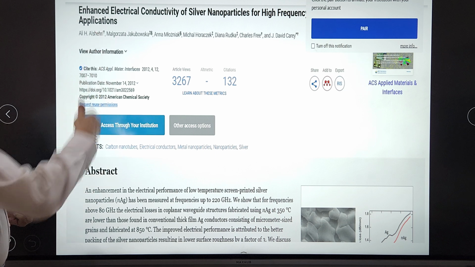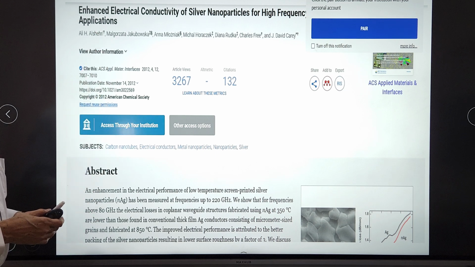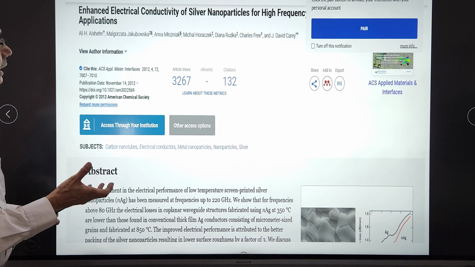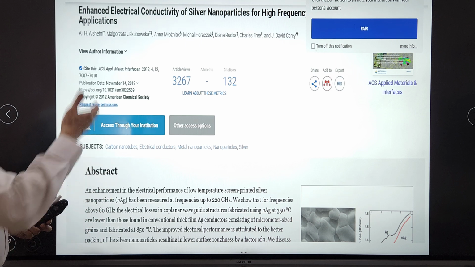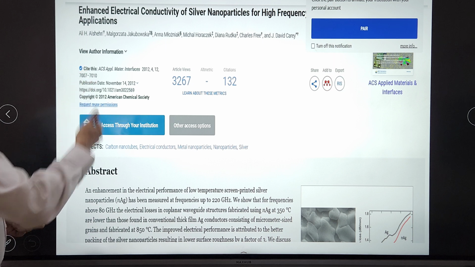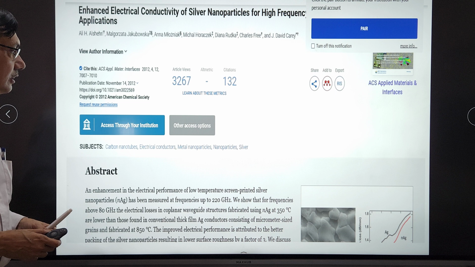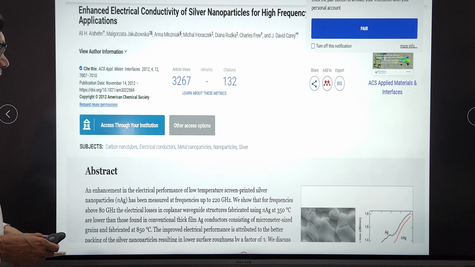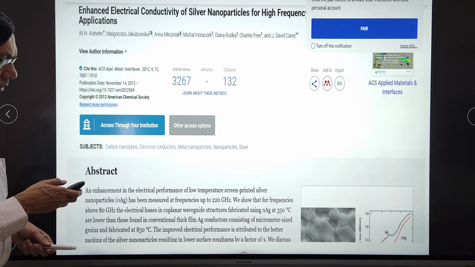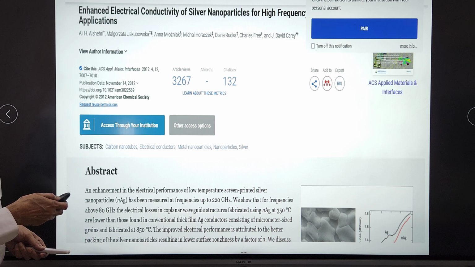Say for example, if you want to know about the effect of size on the electrical conductivity of silver nanoparticles, you can refer to this paper. It is published in American Chemical Society Applied Materials and Interfaces. Of course, although it is one of the older papers, 2012, like that, 2012.